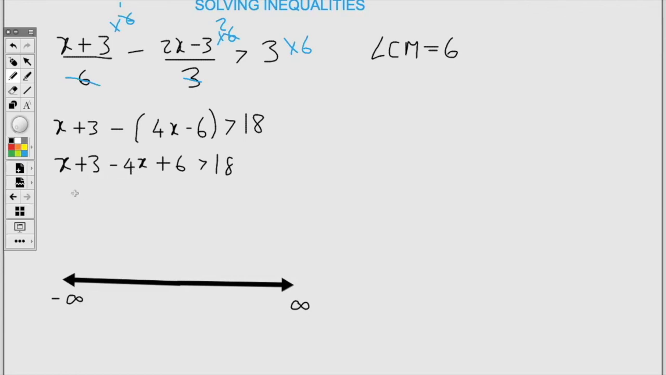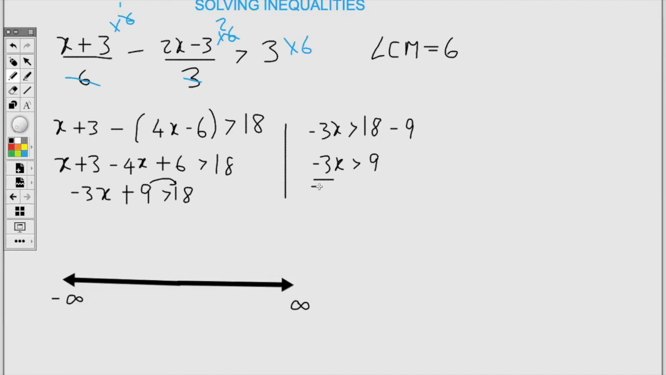Simplifying by grouping, x minus 4x is minus 3x. 3 plus 6 gives us 9, greater than 18. Then the plus 9, to get rid of it, we subtract 9 from both sides. So what we have is minus 3x greater than 18 minus 9. So minus 3x is greater than 9.